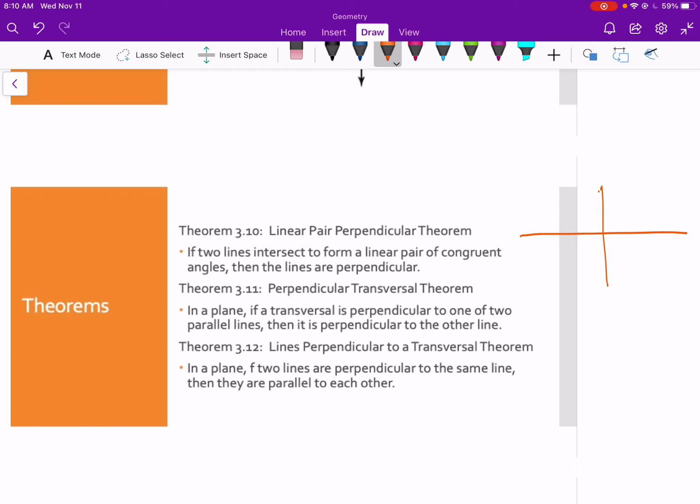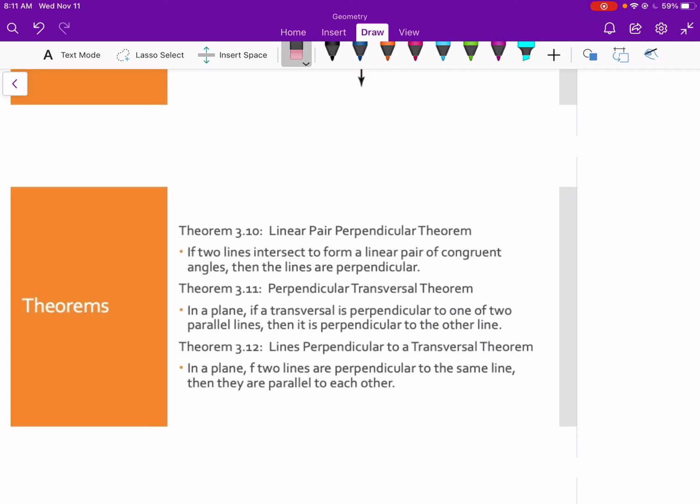If we have two lines intersecting to form a linear pair of congruent angles, so that means this is x and this is x, we can say x plus x equals 180, 2x equals 180, so x has to equal 90. Well, a 90-degree angle is a right angle. That means this one's also a right angle. They're congruent, and they're a linear pair. So since we have that right angle, they have to be perpendicular.